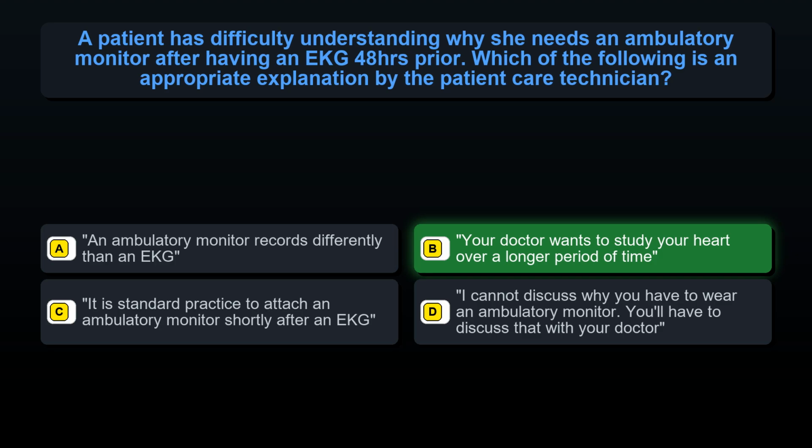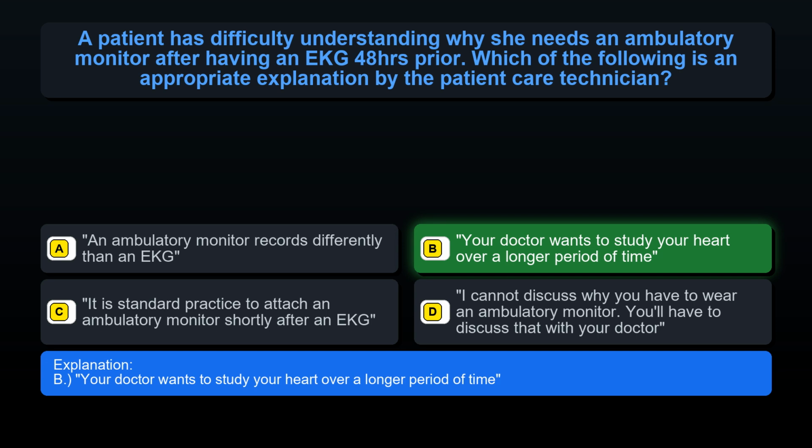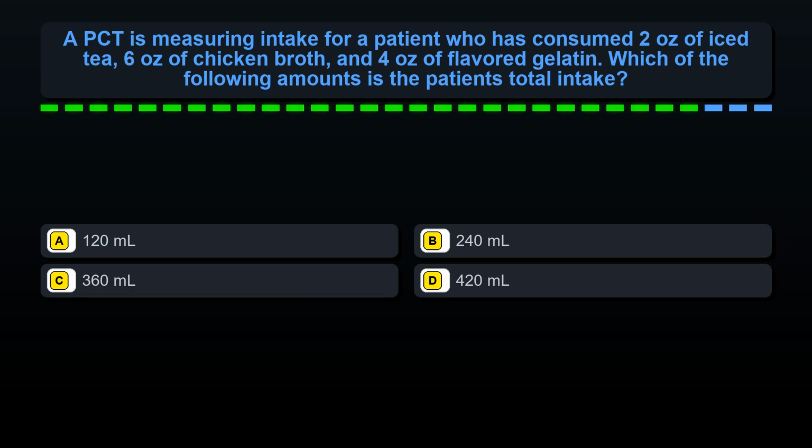The correct answer is option B, your doctor wants to study your heart over a longer period of time. Question 32. A PCT is measuring intake for a patient who has consumed 2 ounces of iced tea, 6 ounces of chicken broth, and 4 ounces of flavored gelatin.